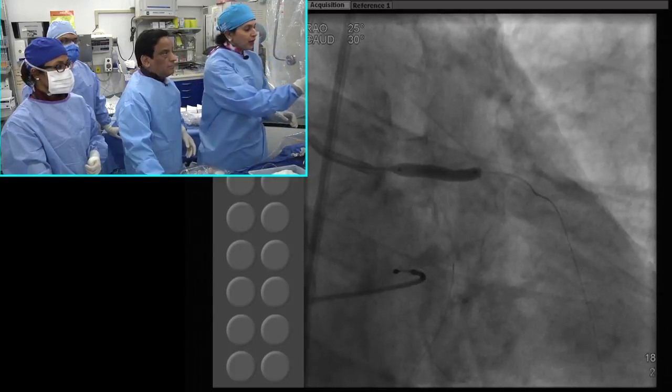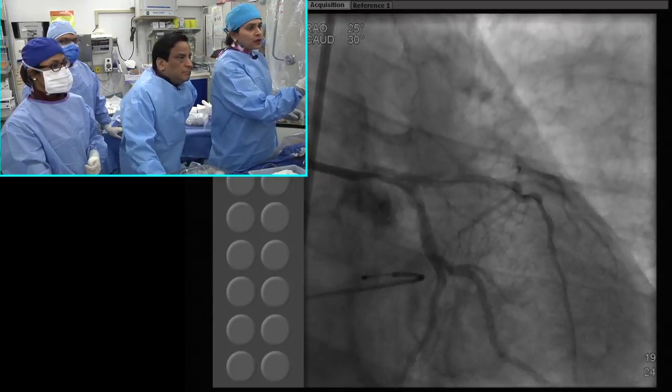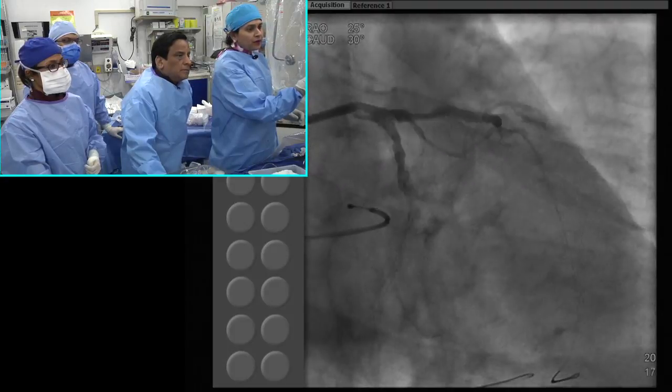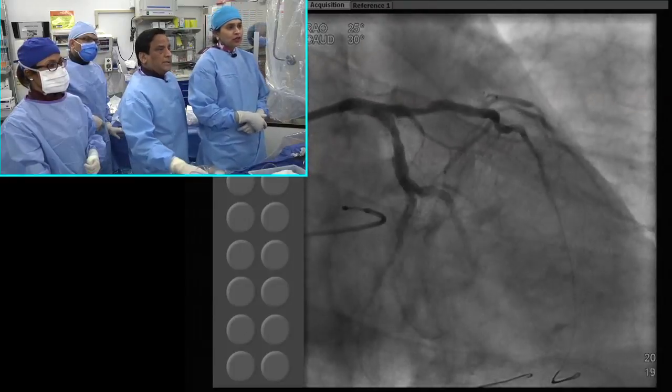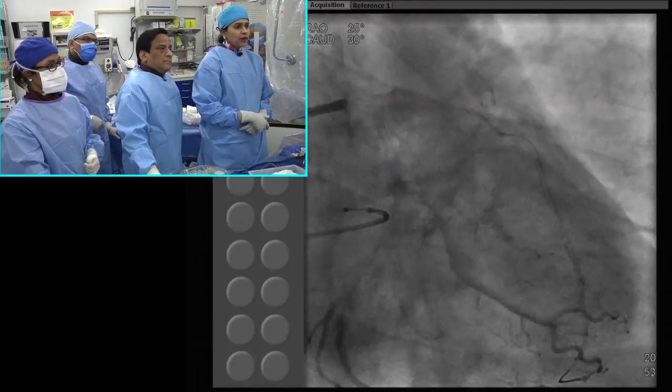Good. So we are done with all that. Was that a prolonged inflation? Yeah, I left it for just a minute, no more than that. It disappeared, completely gone. We didn't stop Angiomax. Right, this is where we are.